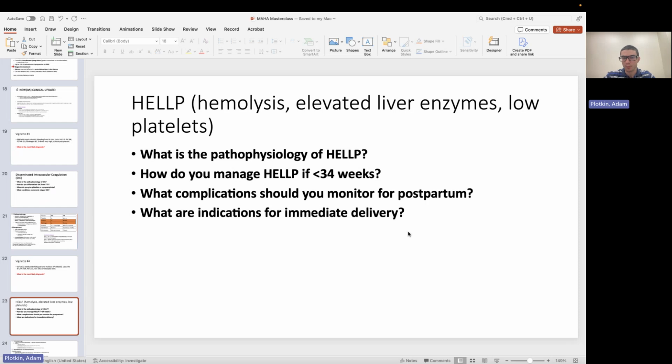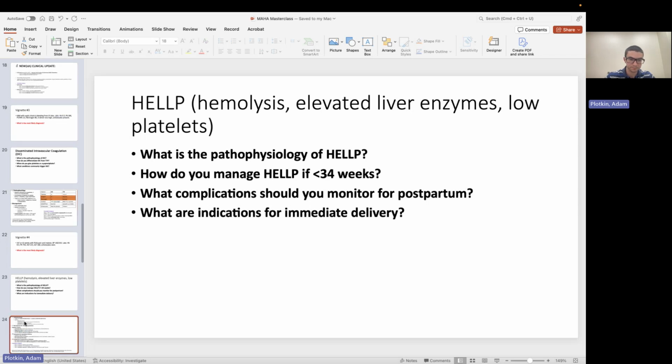So this is going to be HELP, which stands for hemolysis, elevated liver enzymes, and then low platelets. So you can pause your screen here too and think about these questions I'm about to ask. What's the pathophysiology of HELP? How do we manage HELP if the patient's less than 34 weeks? What complications should you monitor for postpartum? And what are the indications for immediate delivery? So pause your screen and we'll consider them.